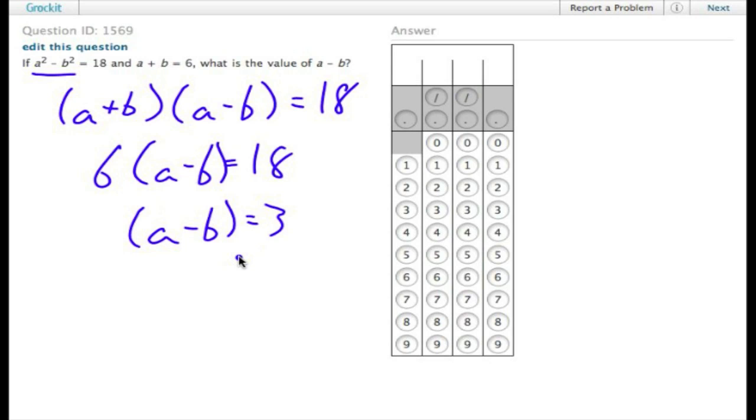So that was a quick way to do it. It's just dependent on whether or not you can notice that a squared minus b squared is equal to a plus b times a minus b. So our actual answer is 3 here. Now, we're going to confirm that.